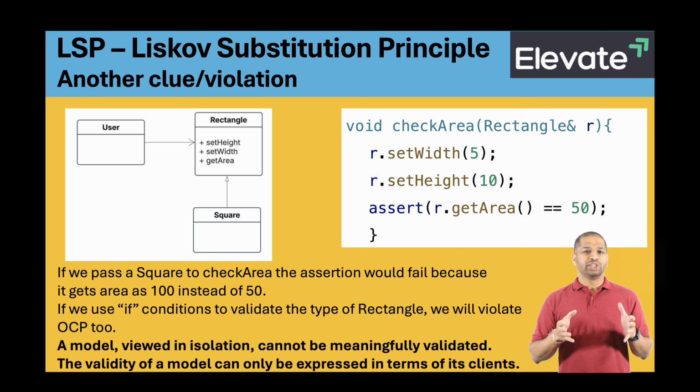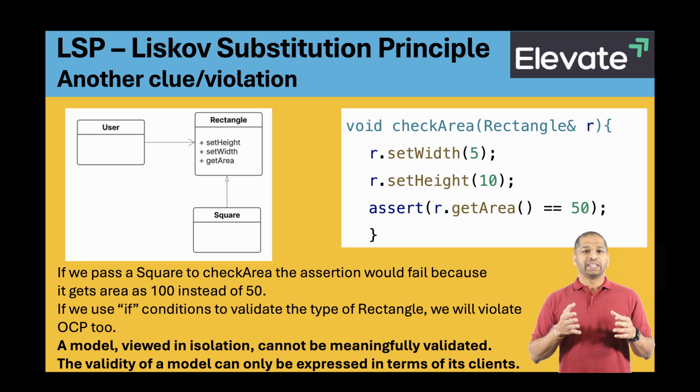However, there is another issue here. We can see we have a checkArea test method that takes a rectangle object and sets the width and height and then asserts whether the area is 50. If we pass a square object to this, what would happen? It will update the width, or the side, to 5 in the first line and set the side to 10 in the second line.